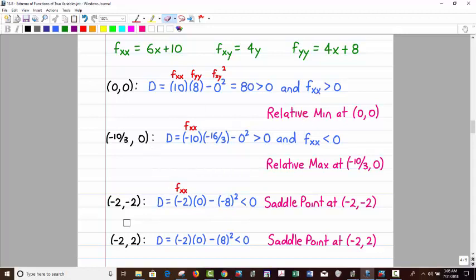So the next one produces basically the same numbers, except you have +8 here, but that doesn't matter because you're squaring it. So basically you have 0 minus 64, another saddle point. And there we go. We have a min, a max, and 2 saddle points.